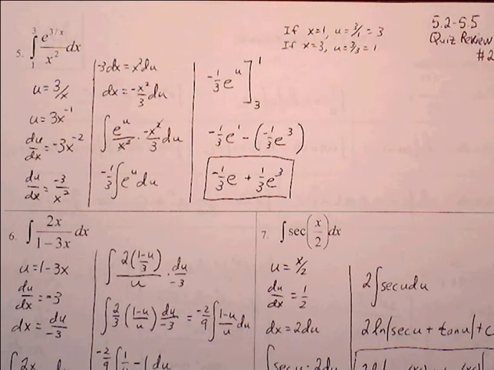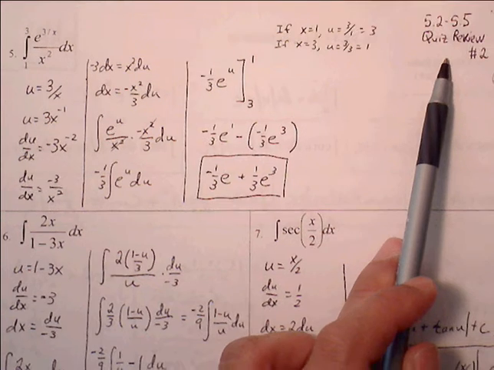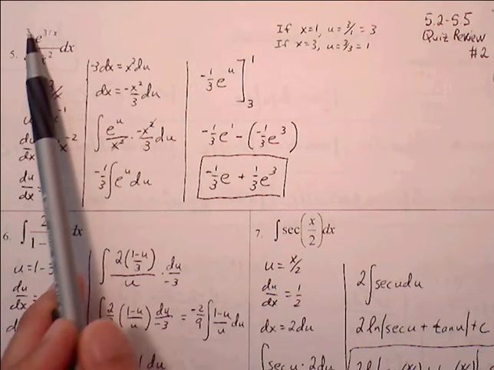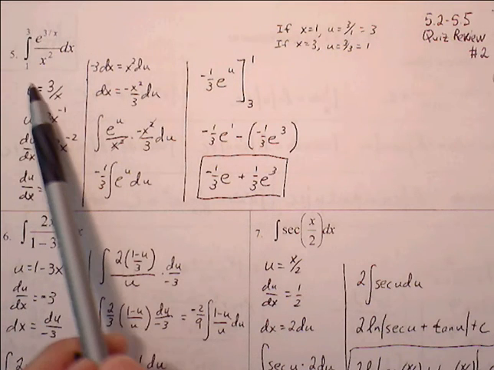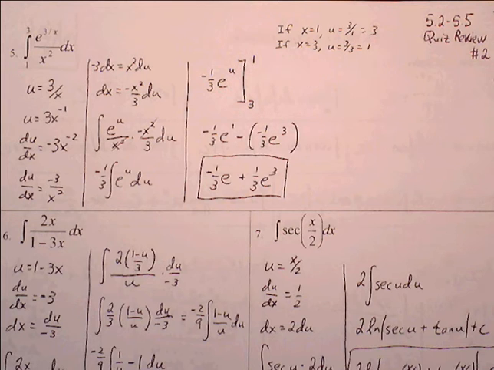Let's continue with the back page of the 5255 quiz review number 2. So number 5, if we look at this problem here, we know we have to deal with the definite integrals. We know we have to eventually evaluate the bounds.